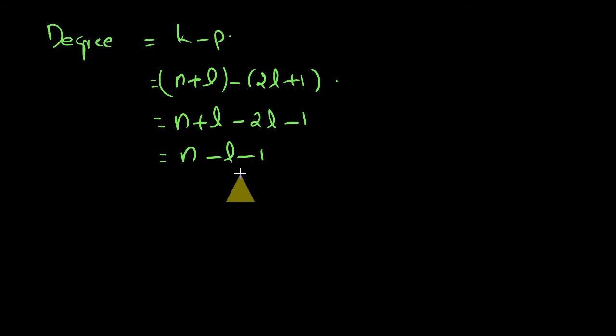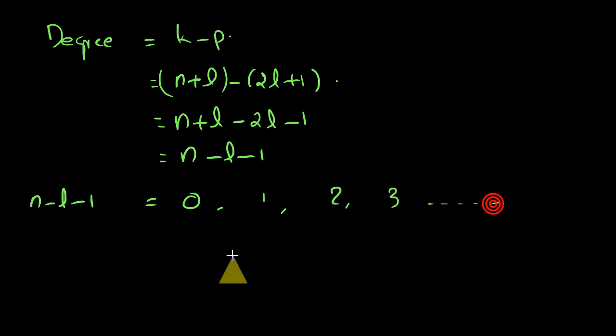And this degree of the polynomial, we have already established in the previous video, will be 0, 1, 2, 3, etc. These are the possible values of the degree of the polynomial. So N minus L minus 1 is equal to 0. Another possible value of the degree of polynomial is 1, then 2, then 3, etc. Right? The degree of the polynomial cannot be like 0.5 or 1.7, etc. These are the degrees of the associated Laguerre polynomial.